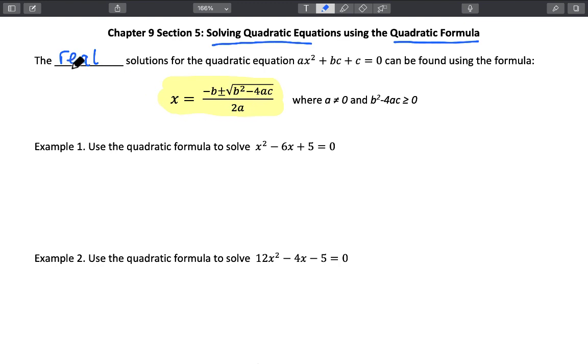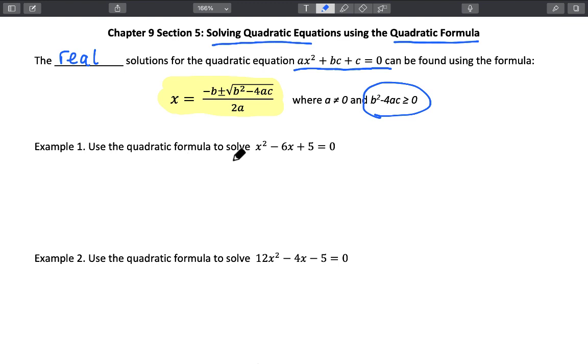Now these are going to return your real solutions to the quadratic equation ax squared plus bx plus c is equal to 0. Now note that that part underneath that radical, b squared minus 4ac, has to be greater than or equal to 0. It has to be positive or 0 in order for there to be real solutions. More about that a little bit later on. All right, so let's get an example here.